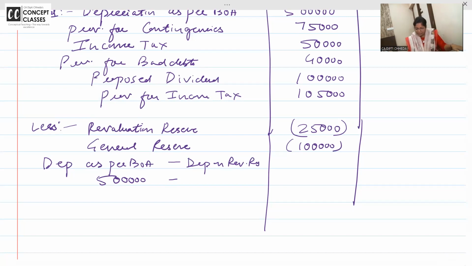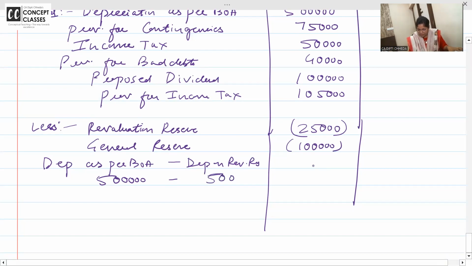Depreciation, fourth point, 5 lakh. Come down to adjustment number 1. Depreciation on revaluation reserve is 50,000. This is not allowed. So what is allowed then? 4,50,000.